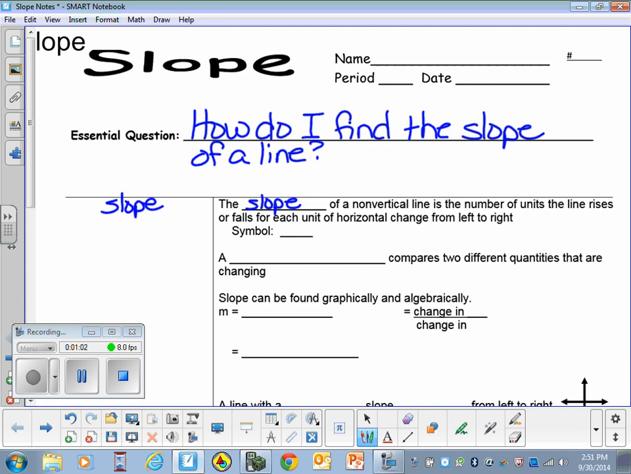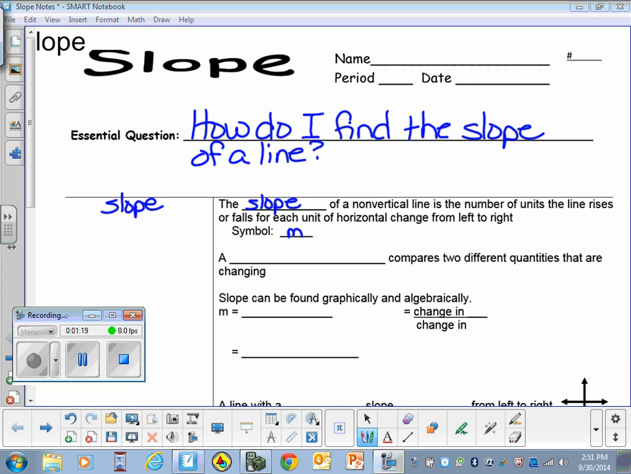And our symbol for slope is a lowercase m. M actually comes from the French word modulus. The mathematician that developed a lot of the equations dealing with lines was French. And so we kept the m as the symbol that was used in his language.